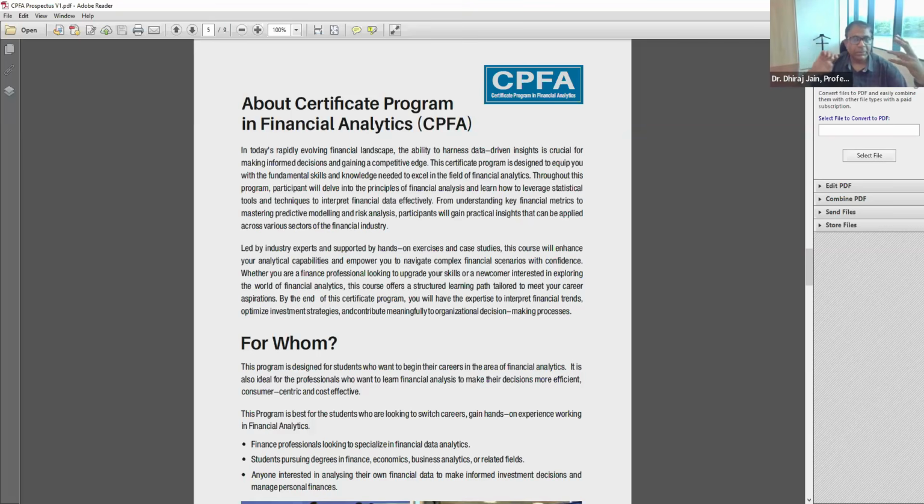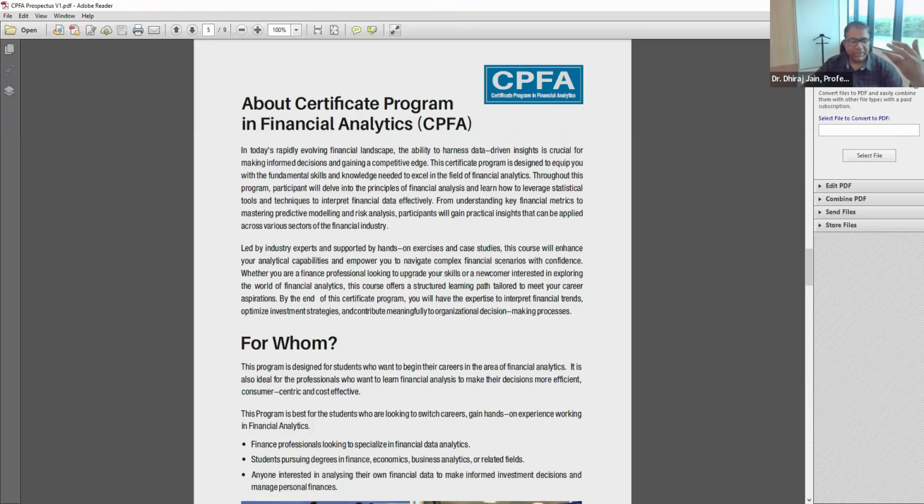If you think that you're going to get into very high level financial jobs, my answer would not be very positive on that. It's a basic certification program in financial analytics where we'll teach you how analytical tools are used in financial data. We'll give you basics of finance also, and we'll give you the understanding of financial analytics also.